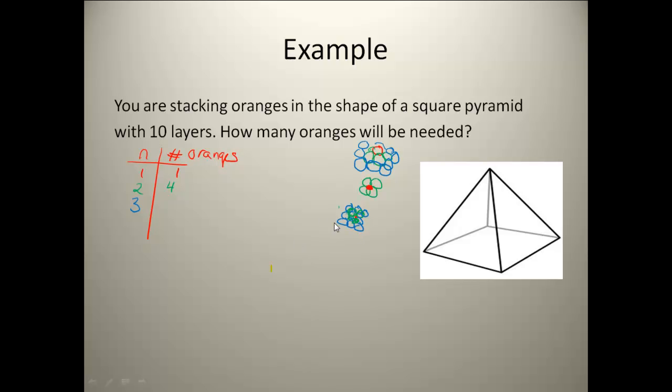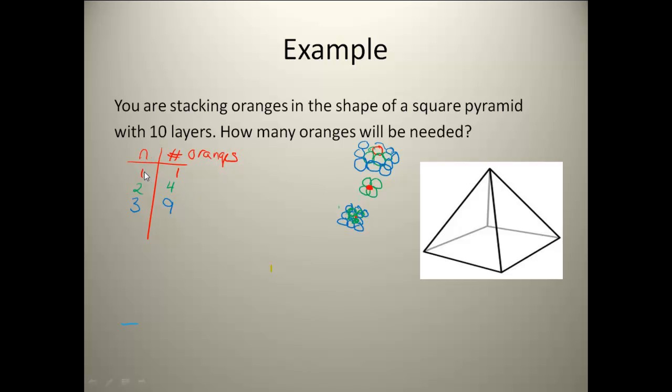So it's getting kind of messy, kind of hard to draw. But if we look at our third layer, we have 9 oranges in that third layer. So over here on our table, layer 3 has 9 oranges. Now, I hope we're going to find a pattern before I have to try to draw the fourth layer, because it's just going to get messier over here.